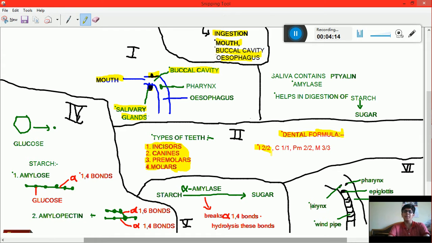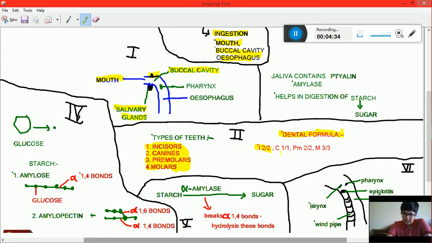In the temporary teeth set we have 20 teeth, but in the permanent teeth set we have 32 teeth. Incisors: 2 on the left side and 2 on the right side. That is why we say incisor 2 in the upper jaw only. If we are considering only one jaw, then incisor 2 in the upper jaw on the left side and 2 on the right side.